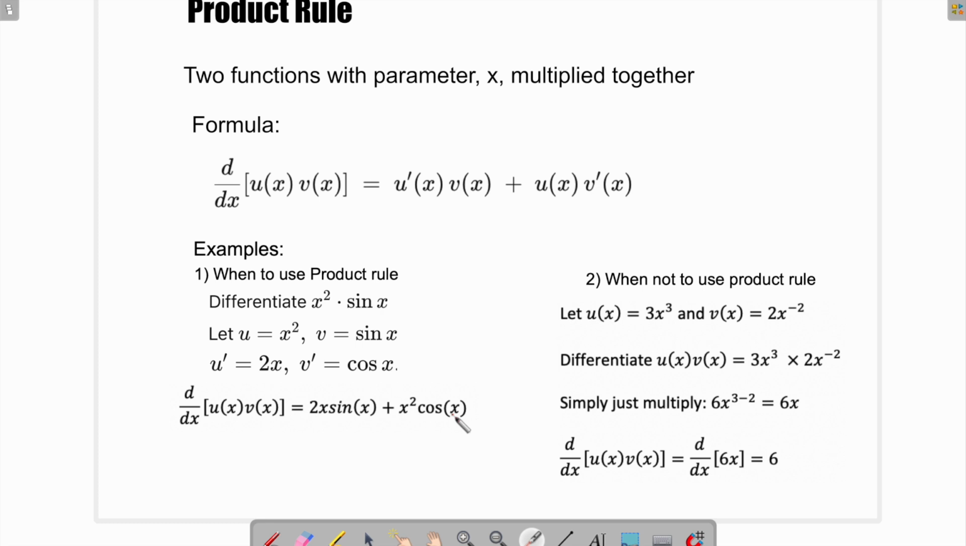Awesome. When not to use the product rule? You can use it in this scenario if we have u of x equals 3x squared and v of x equals 2x squared, but you'd be wasting your time, to be honest with you.